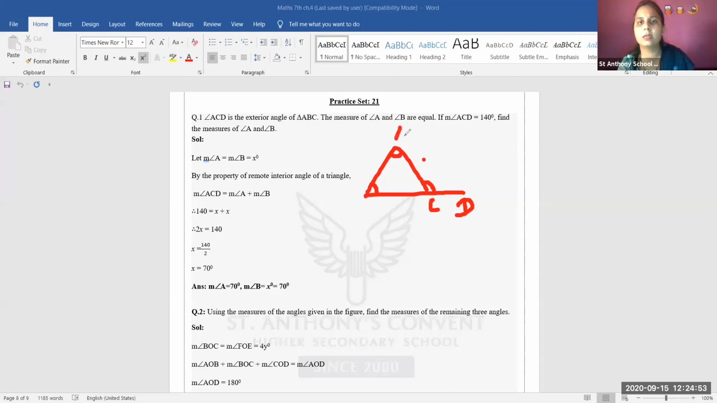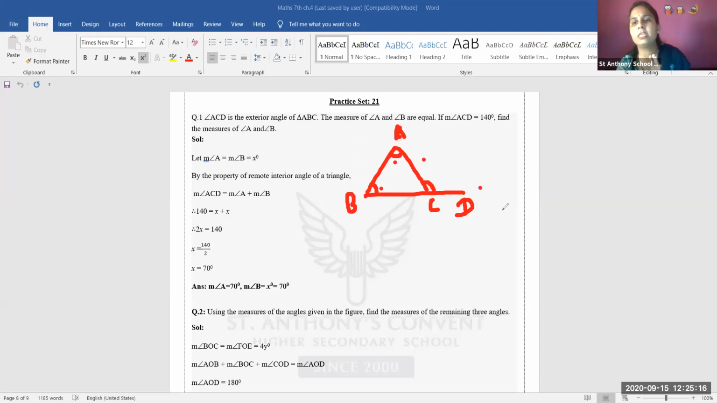ACD is there, no? This angle ACD is an exterior angle of triangle ABC. The measure of angles A and B are equal. ये जो angle A है and angle B है, these values are equal. ठीक है? Find the measure of angle A and B.